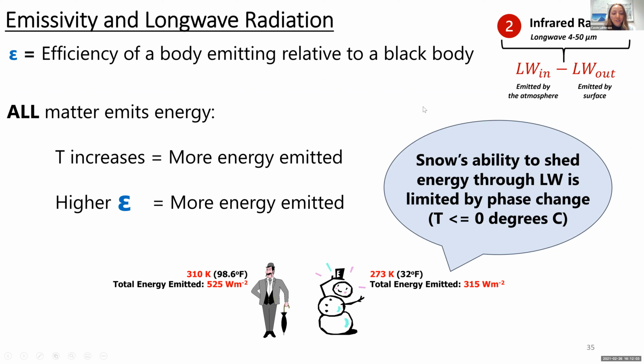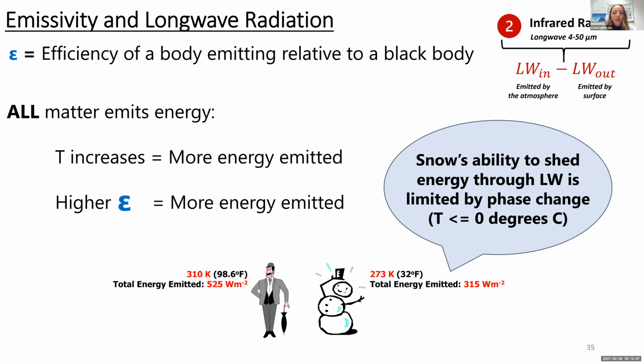And so this is a cute little graphic where you have your person at 98.6 Fahrenheit, but then you have your snowpack at 32 Fahrenheit, which is 0 degrees Celsius. And that's the total amount of energy that's able to be emitted from that snowman and the snowpack, at 315 watts per meter squared. This is because the snow's ability to shed energy through longwave radiation is limited by the phase change. So you cannot have a temperature of your snowpack greater than 0 degrees C. And then you can look at this person where you have a much warmer temperature and you're emitting more energy. So these are examples of different bodies that are emitting this energy.